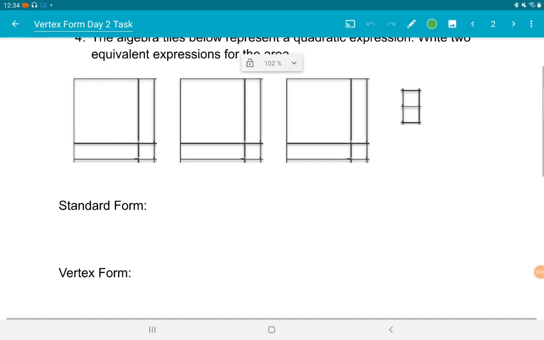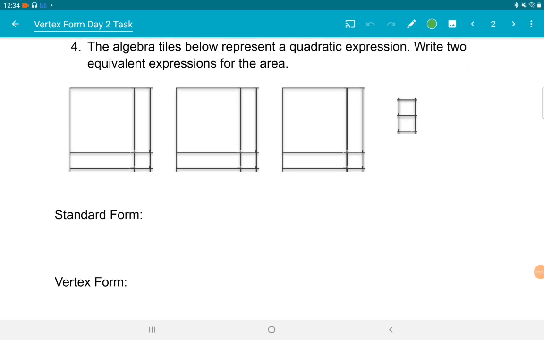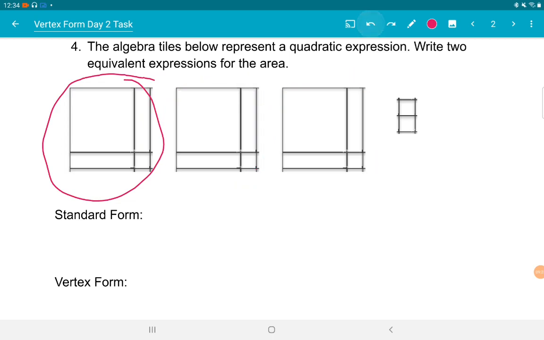Okay. So this is another example. This time, how many big squares do we have in our form? Well, this time there's actually 3 of these big squares, right? So this one, instead of having 2 squares, we've got 3, okay? Let's find the standard form first, and then we'll find the vertex form.